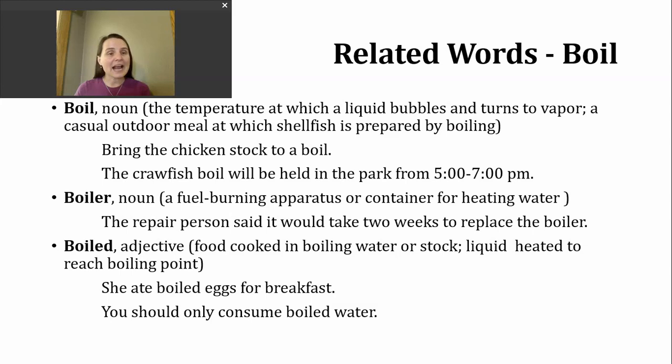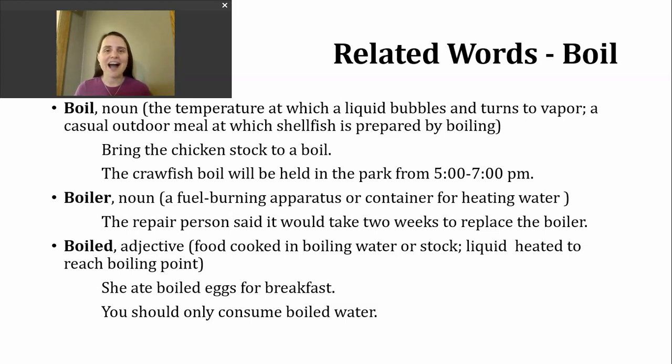So one way I can tell that's a noun in that sentence is the word is coming after the article a. So it's always a helpful trick if you're a little uncertain. A second meaning for the word boil is a casual outdoor meal at which shellfish is prepared by boiling.